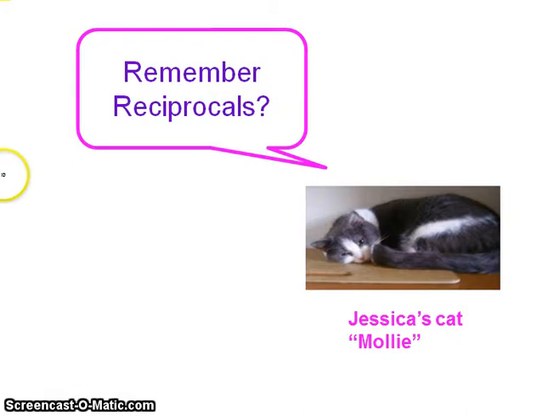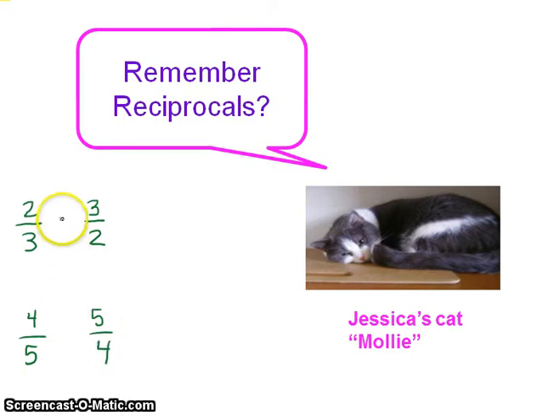Okay, if I pick a fraction, say 2/3, the reciprocal is simply, if you flip that fraction, you'll have the reciprocal. So the reciprocal would be 3/2. What about 4/5? The reciprocal would be 5/4. What happens when we multiply a fraction by its reciprocal?